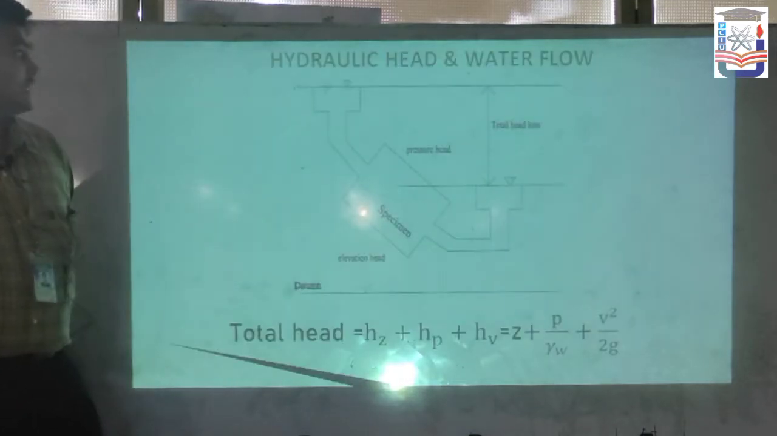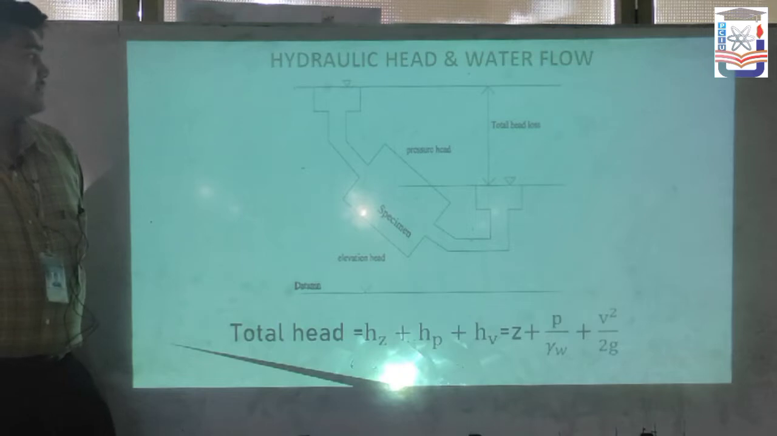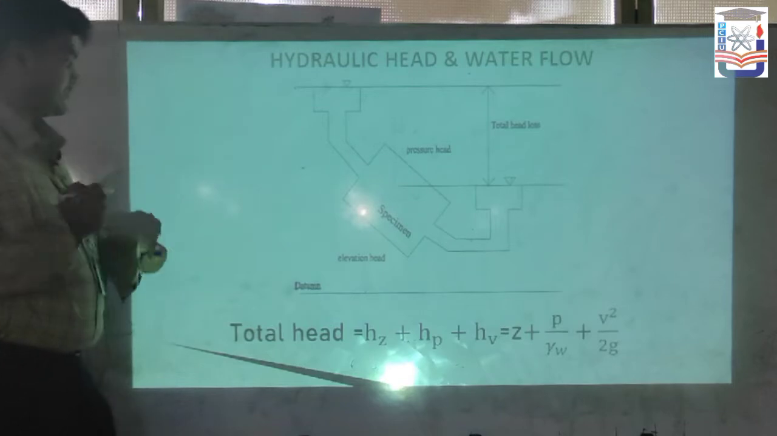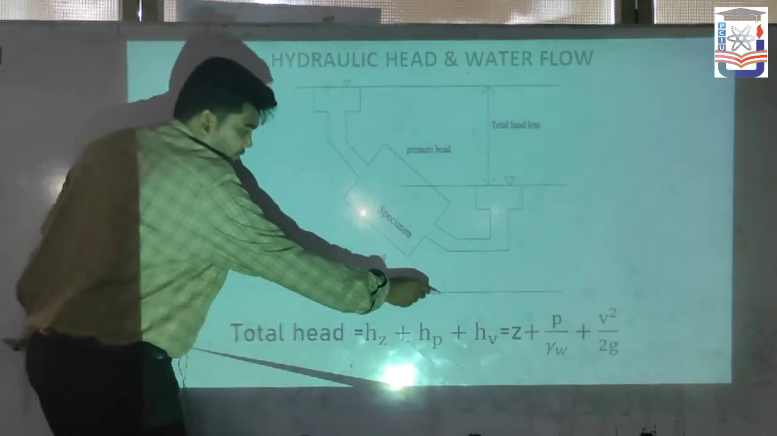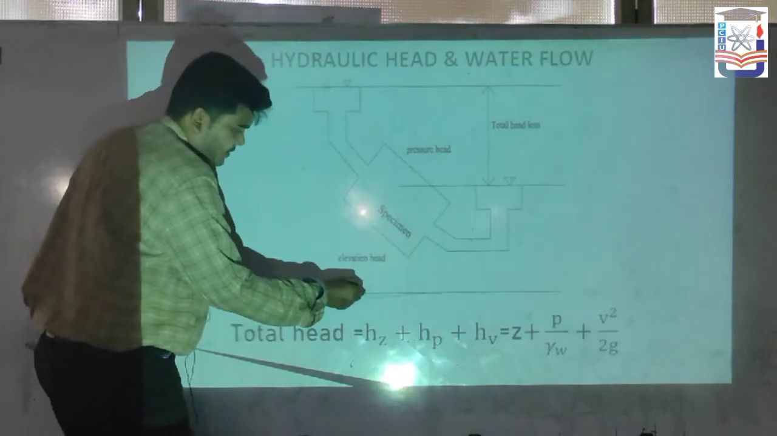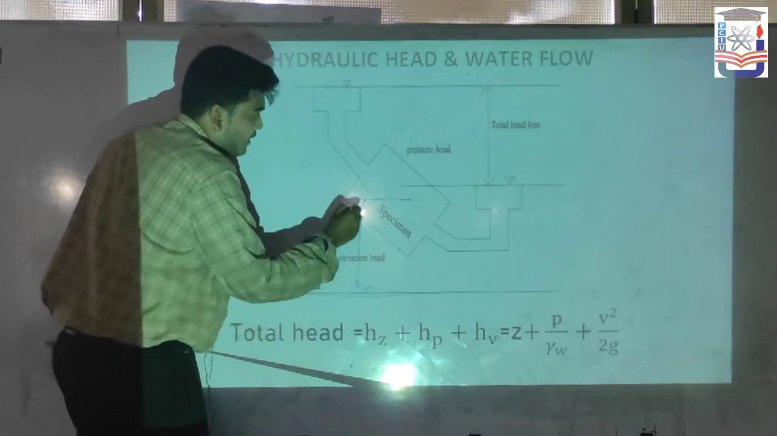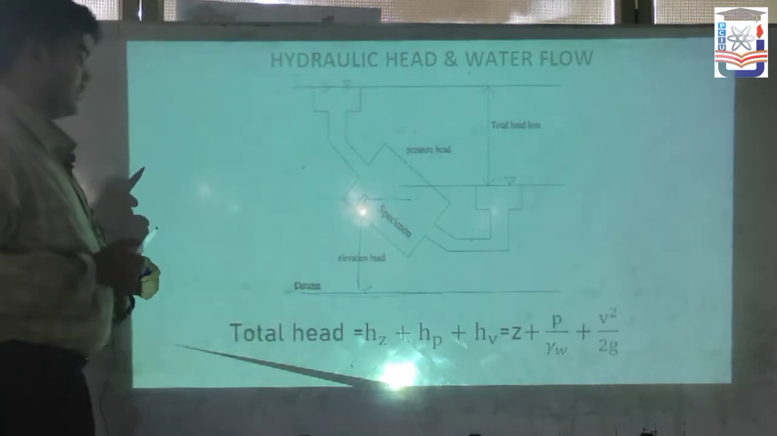Today our discussion topic is permeability, and specifically hydraulic head and its water flow. First of all, what is hydraulic head? It is the measurement of flowing water pressure with respect to a datum. The lower portion is the datum, and the height above it is called the elevation head. Then there are the pressure head and the total head.